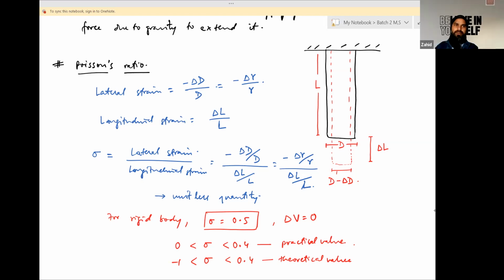This lateral strain is also called transverse compression strain.